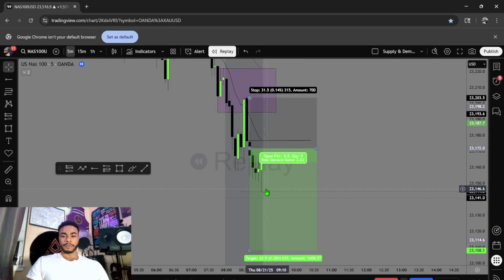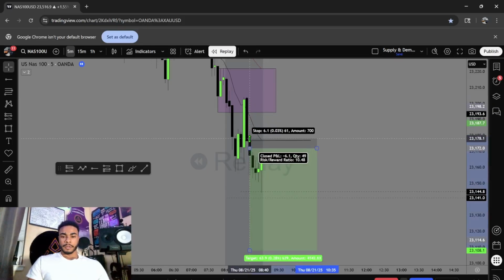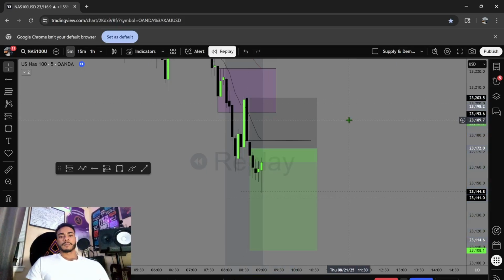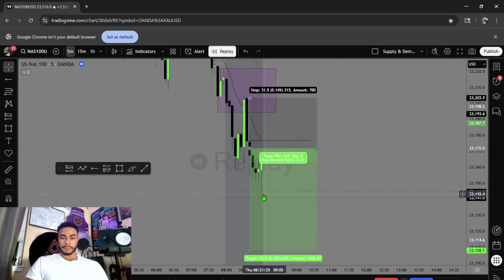And usually when price hits my 1-to-1, I'll usually bring my stop loss either halfway or break even. So like that's a risk free trade. But in this one, I didn't really have time to do that. And as soon as price hit the original 1-to-1 from the original entry, it just began to reject.